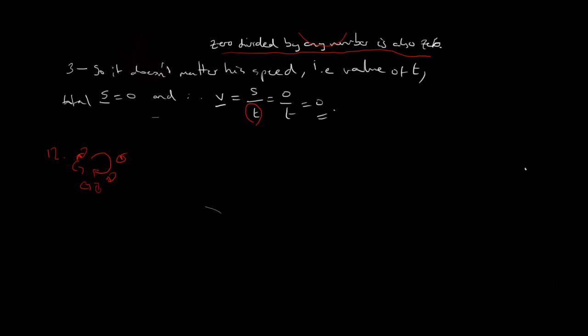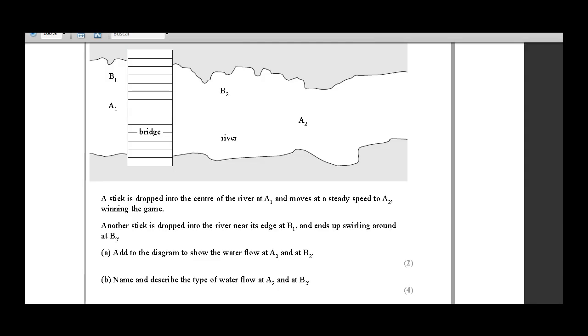What does the laminar flow look like? Well, instead of having eddies like that, laminar flow should have flow of water like this, with parallel streamlines, indicating that there is very little random motion there, and that the stick would move along those lines, and therefore travel a larger distance in the same amount of time. So that would be for the flow at A2 and B2.